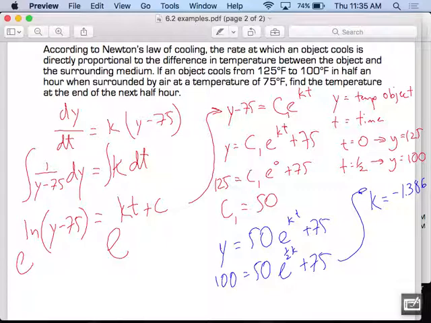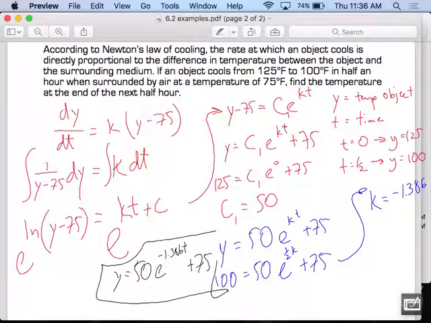After everything is said and done, we have this final equation. y is equal to 50 times e to the negative 1.386t plus 75. This one's a lot harder, because of that 75 in there. The law of cooling things are always a little bit trickier, especially since they don't fit into the standard PERT equation.